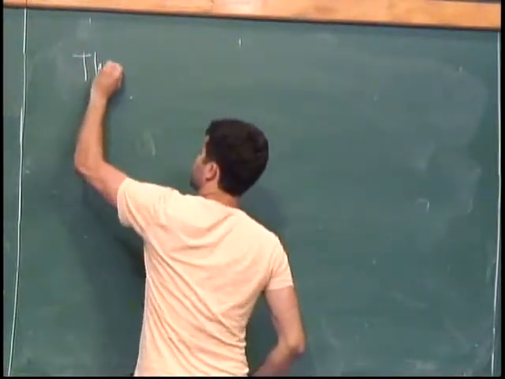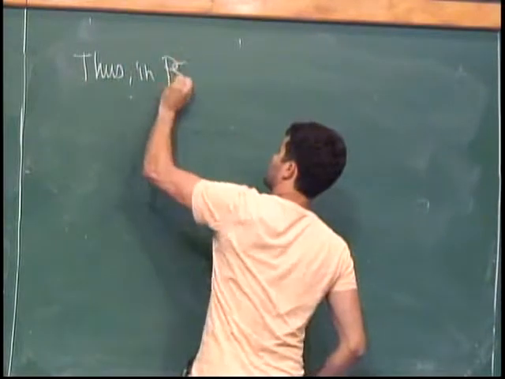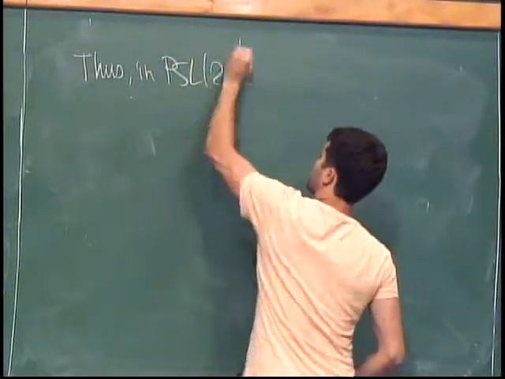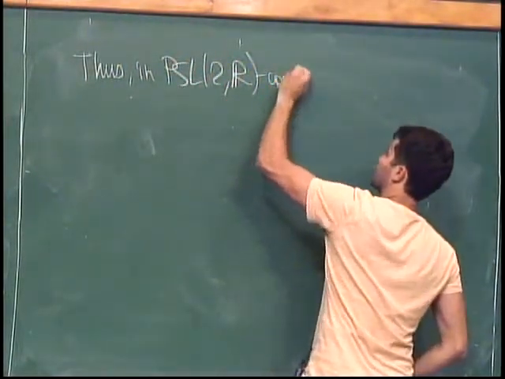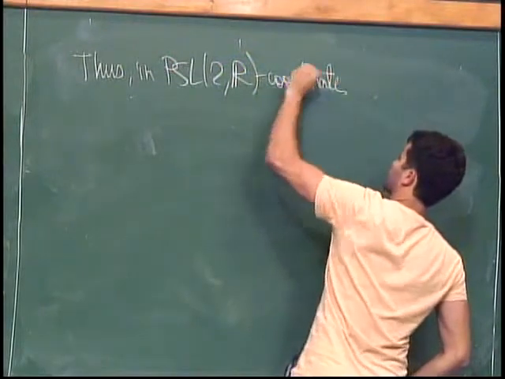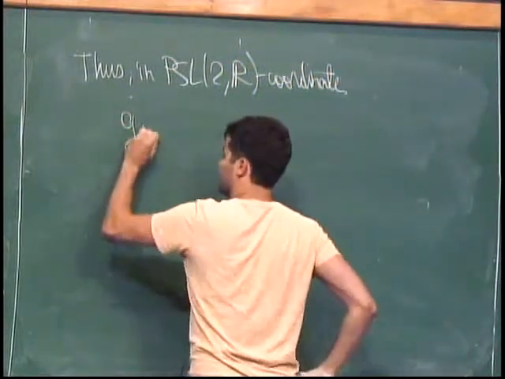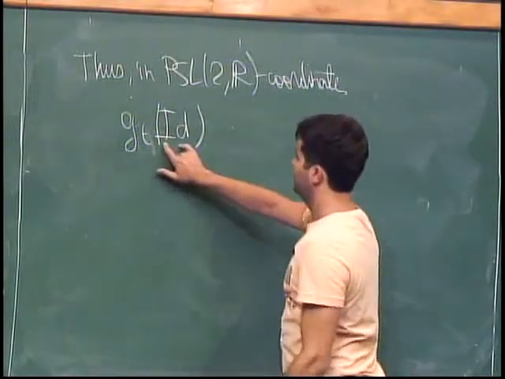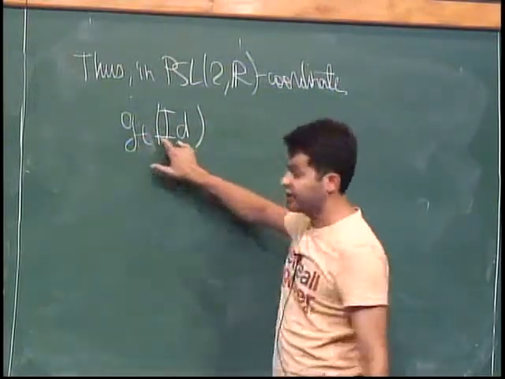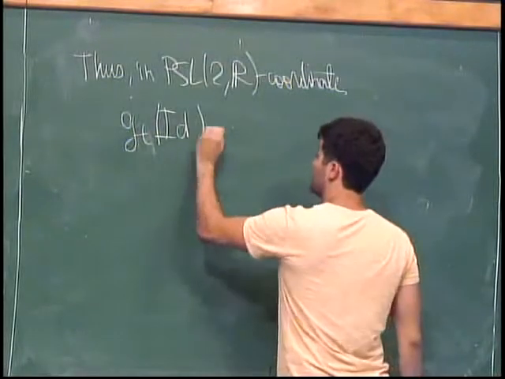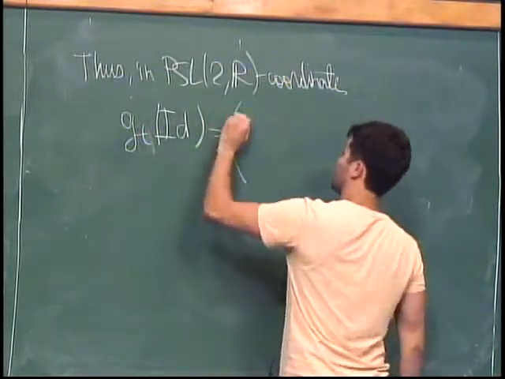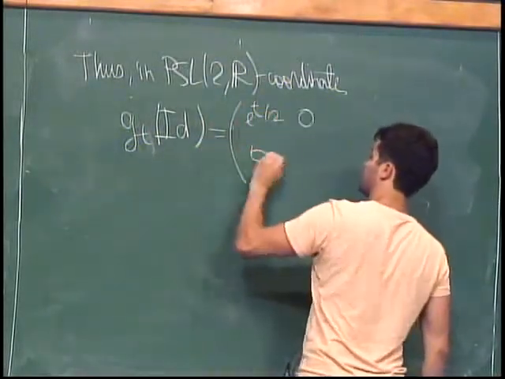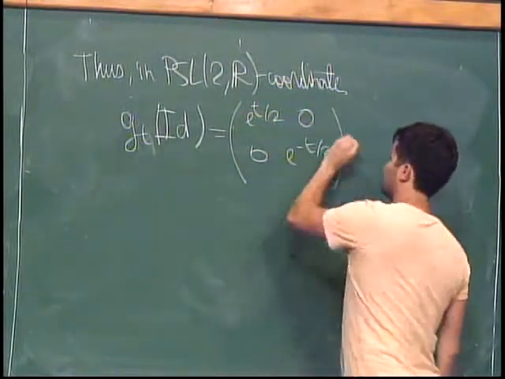So in other words, thus in PSL2R coordinates, GT of the identity, which is the matrix associated to the vector I, which I fixed, is this matrix here. Okay?